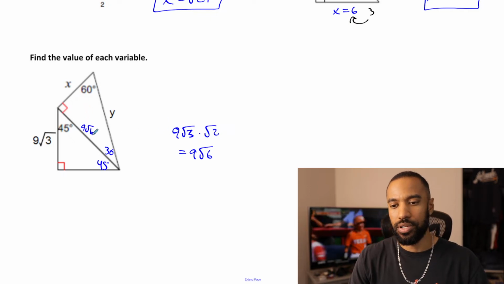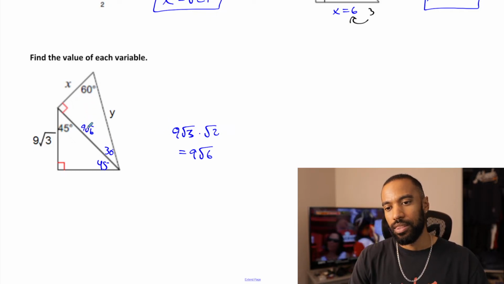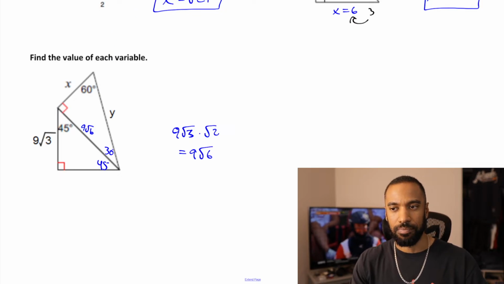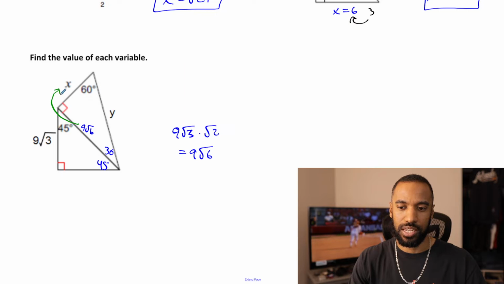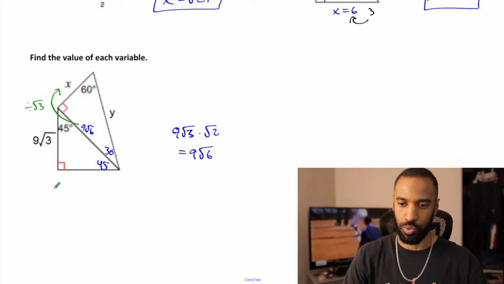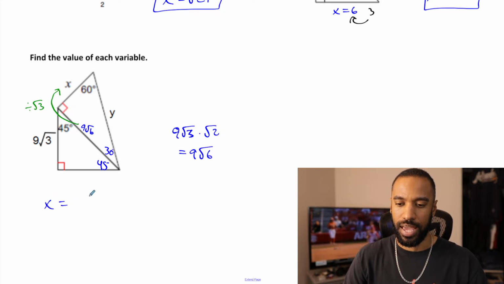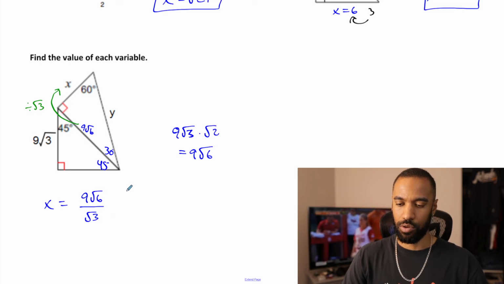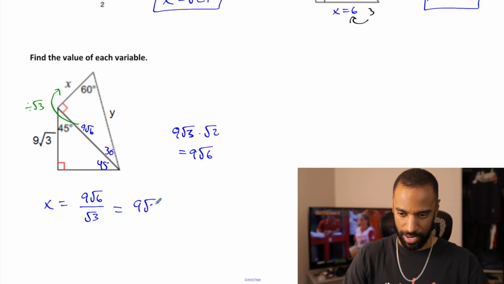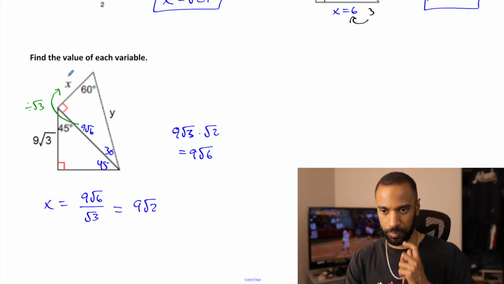So in my 30, 60, 90 triangle, oh, this is good. The 9 root 6 is opposite the 60. So opposite the 30 right here, I have to take the 9 root 6 and divide by root 3. Because remember, the 60 degree angle is root 3 times larger than that one. So I have to divide by root 3. And root 6 over root 3 is root 2. So x is 9 root 2.